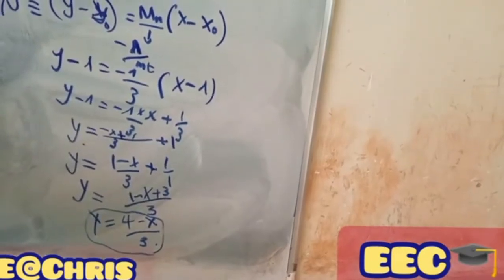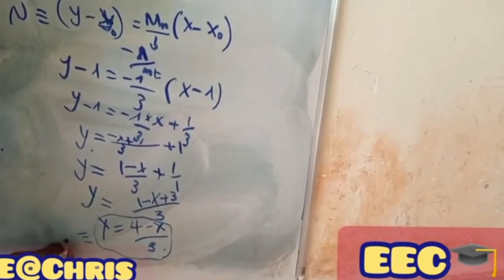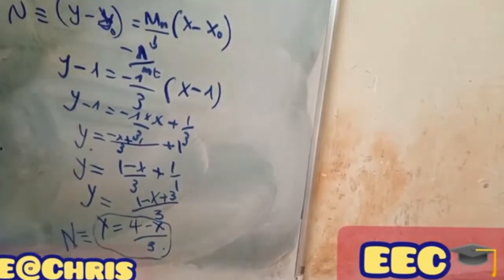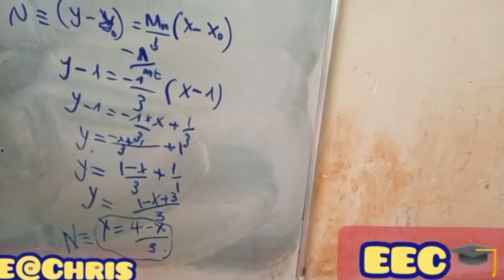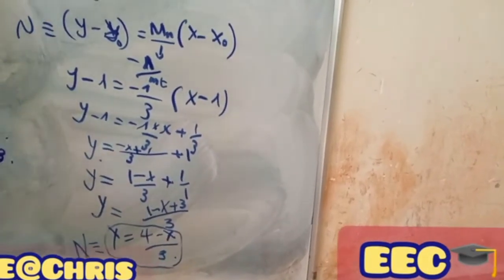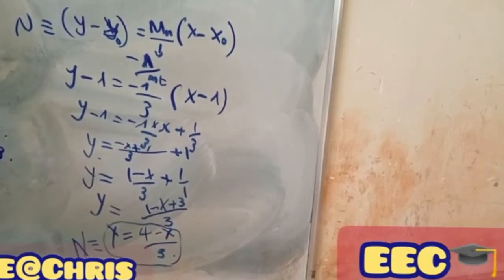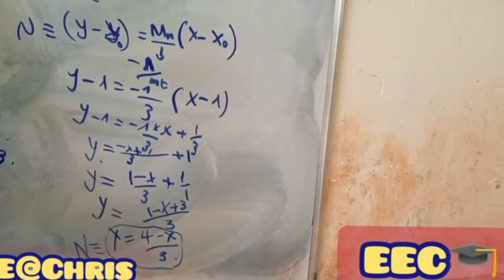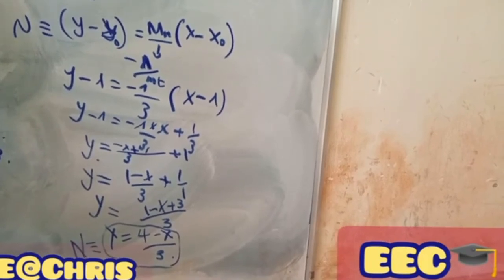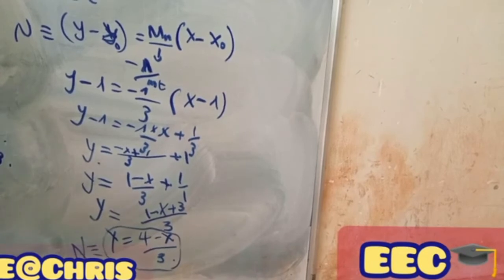So here, as I said, this is our normal line according to the equation that we have. This is the normal line and this is the tangent line. These are the examples that we used so that we understand how we can calculate the normal line and the tangent line.